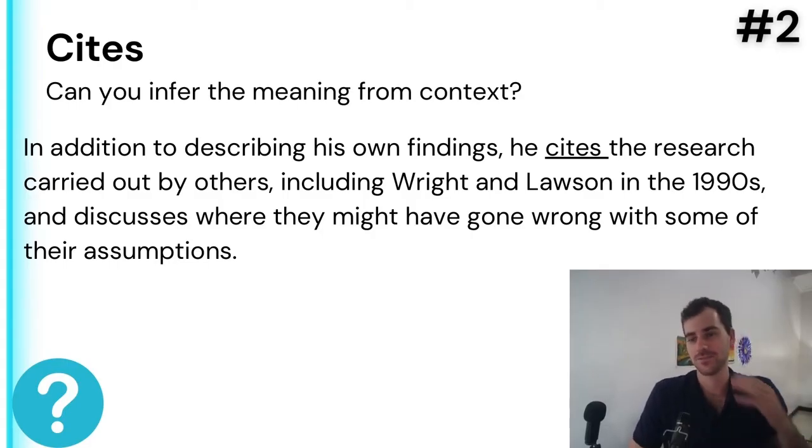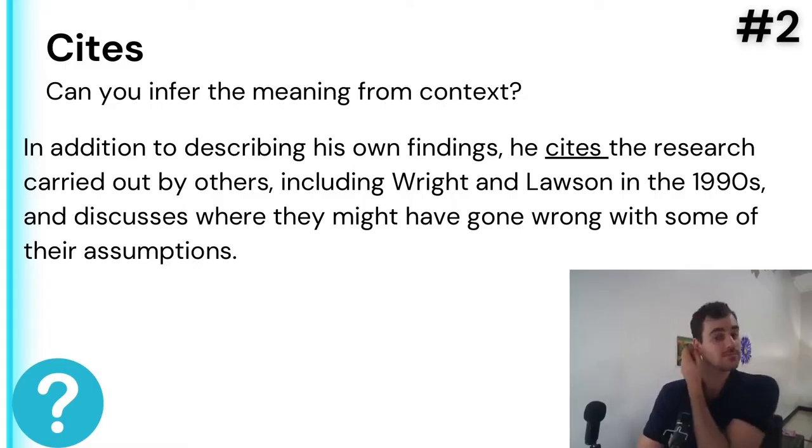Cites. On first glance, it kind of looks like cities, but it's cites. "In addition to describing his own findings, he cites the research carried out by others, including Wright and Lawson in the 1990s, and discusses where they might have gone wrong with some of their assumptions."